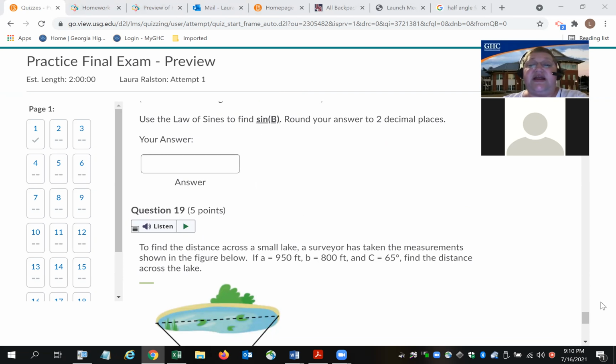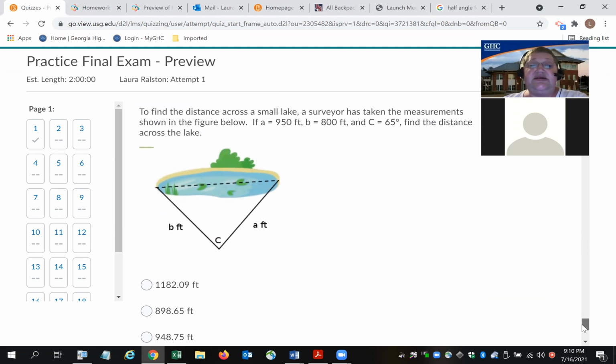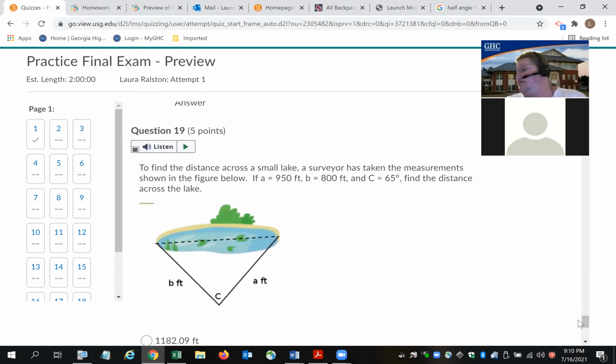Okay, then question 19 is probably a law of sines or a law of cosines. Can you do that one? Yeah, hold on just a second. Let me write it down because my figure won't carry over. Okay, so side A is 950, side B is 800, and angle C is 65 degrees. Okay, hold on just a second. Kind of sketching it here.